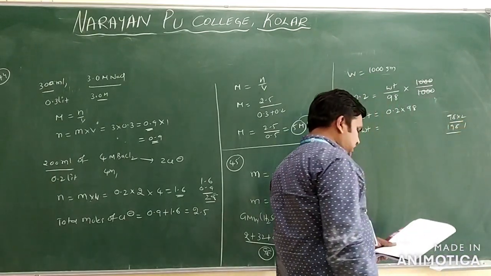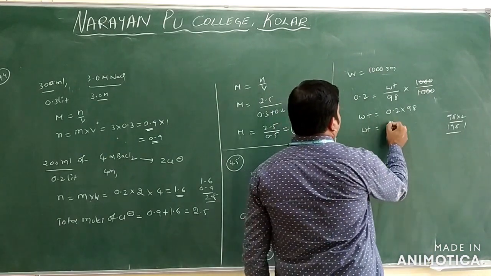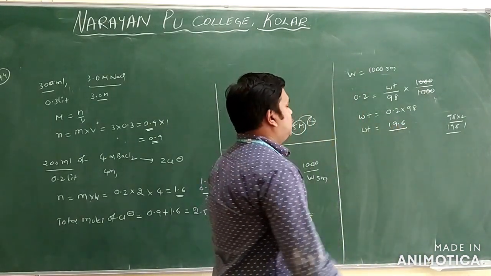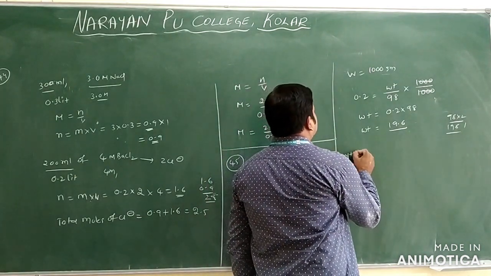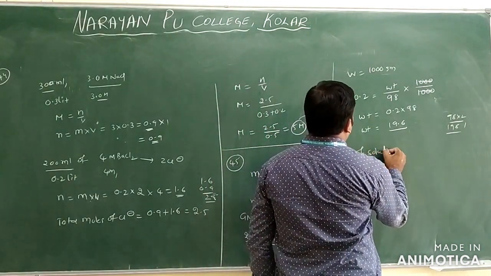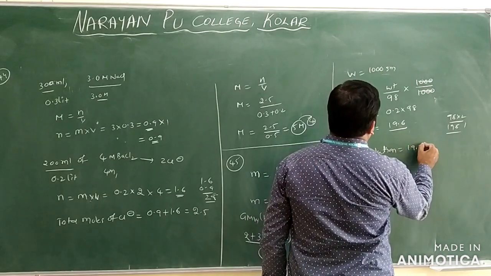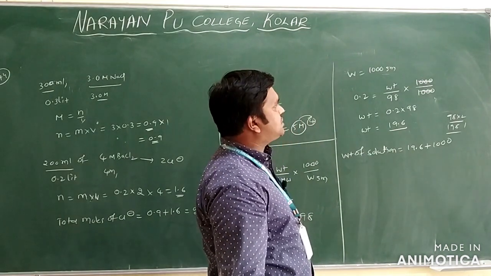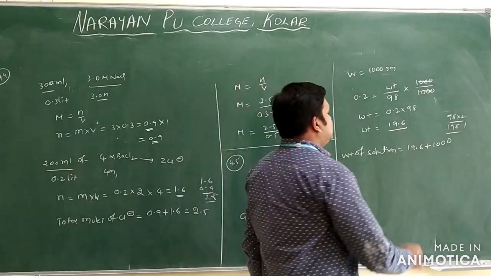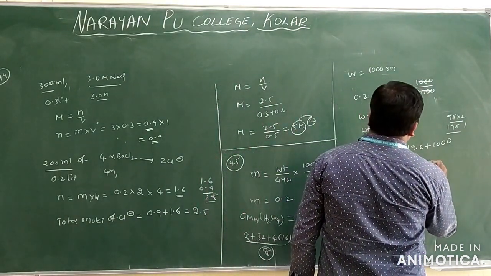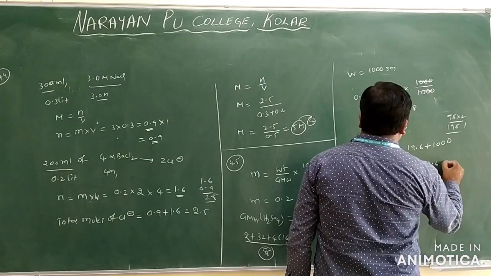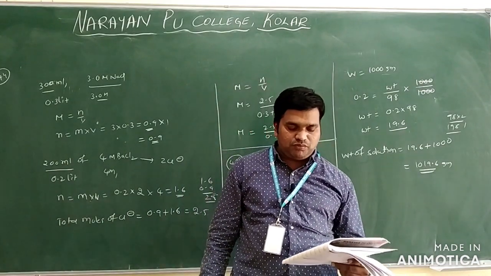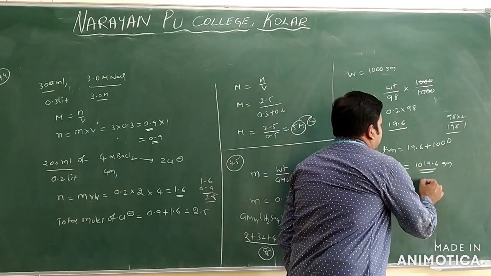What you will get here? 19.6 you will get only. This is the weight of the solute only. Weight of solution is equal to solute weight plus solvent weight. What is the solute weight you got? 19.6. What is the solvent weight you have? 1000. So how much you will get? 1019.6 grams only. This is the total weight of the solution only. So this is question number 45. You will take option 4 for this question.